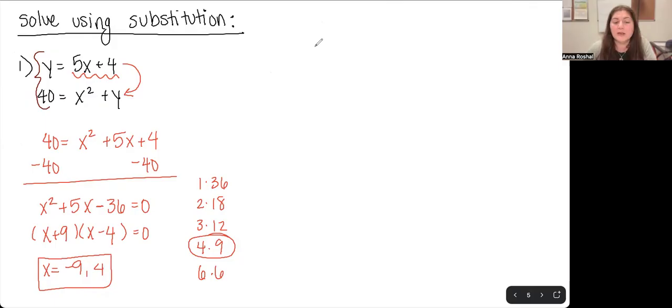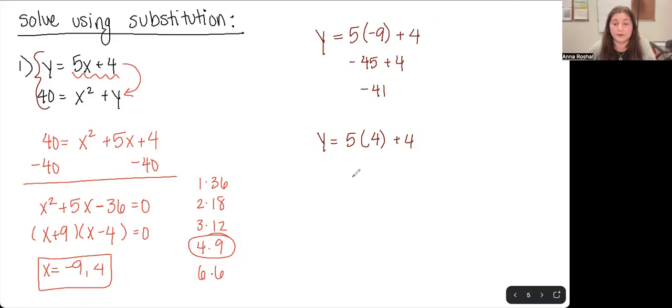To be frank, the easiest equation for me to use is this top one because I have y on its own and I don't have to square anything. So I'm going to take the negative 9 and put it into my equation, and I'm going to take the 4 and also put that into my equation. So this will be negative 45 plus 4, so negative 41, which is so gross. And this is 20 plus 4, which is 24, significantly less gross.